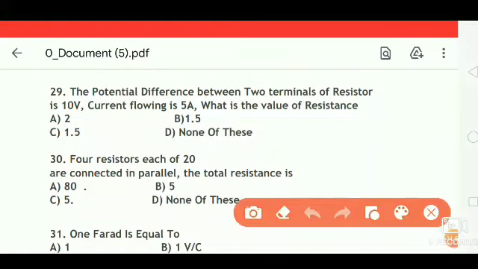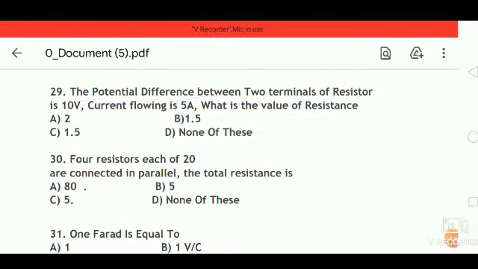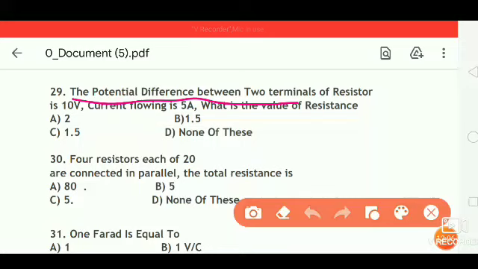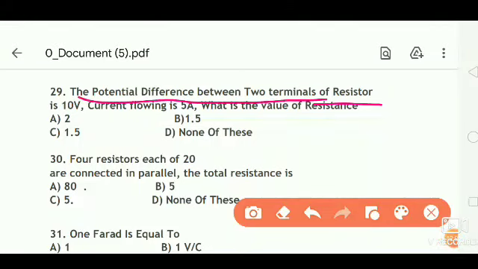In the next question, the potential difference between the two terminals of a resistor is 10 volt. The current is 5 ampere. What is the value of the resistance? Option A 2, option B 1.5, option C 1.5, option D none.